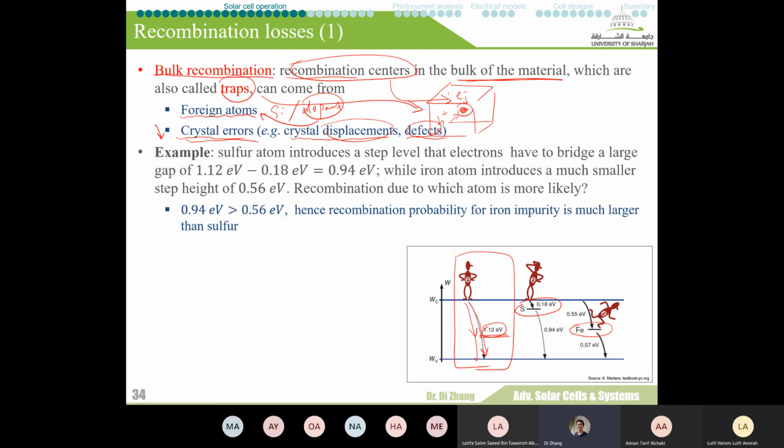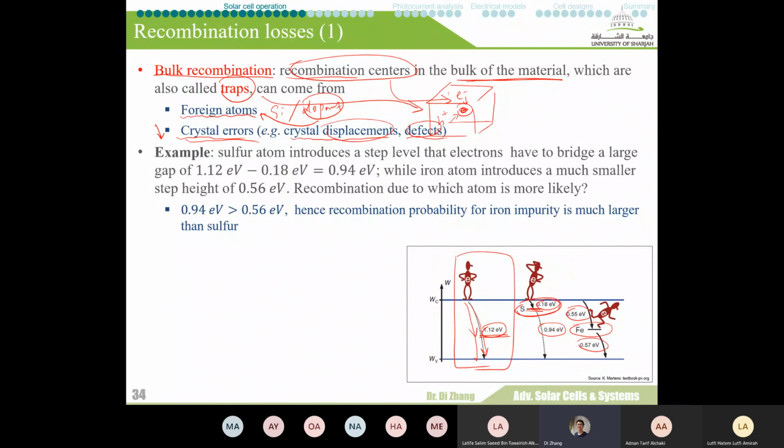So in these two cases, what is the difference in the recombination rate or recombination probability? If you have sulfur atoms here, knowing that the sulfur atom exists inside the band gap, it is very close to the conduction band, while very far away from the valence band. Differently, the iron is sort of in the middle of the band gap. It is almost the same distance to the conduction band as to the valence band.